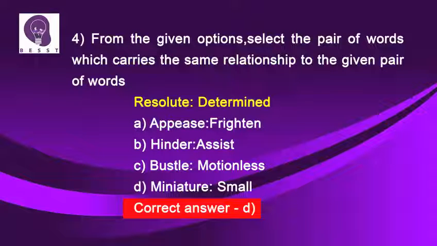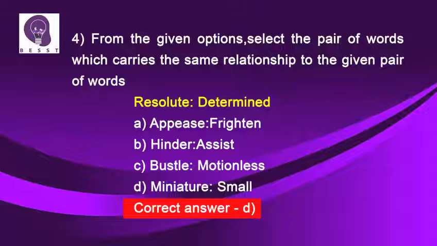Appease means calm or happy, and frighten is the opposite of it. So this is not correct. Option number A won't go with our given pair of words. Option number B, we are given hinder is to assist. Hinder means obstruct. Assist means to help. So hinder and assist, this pair is also not correct.